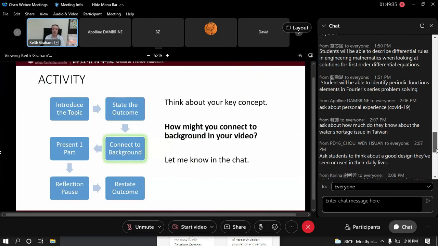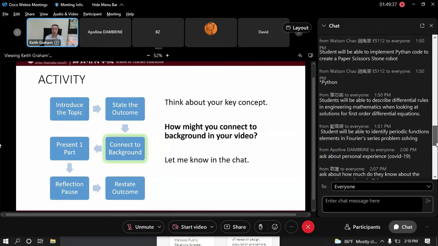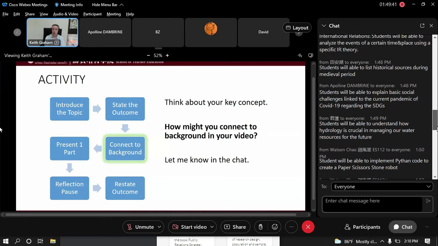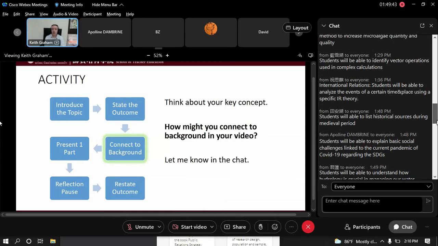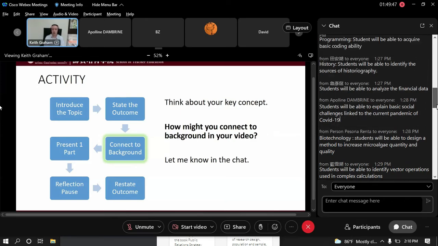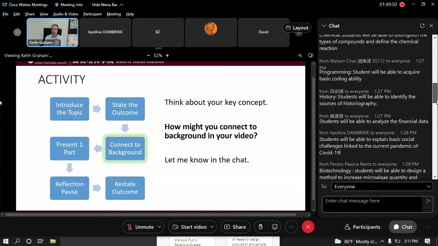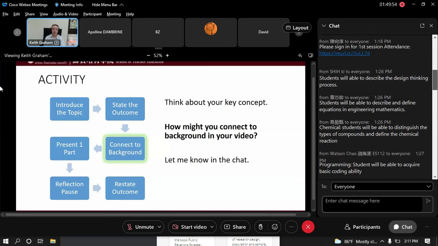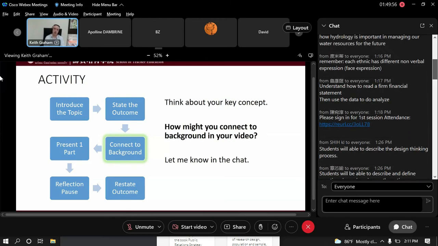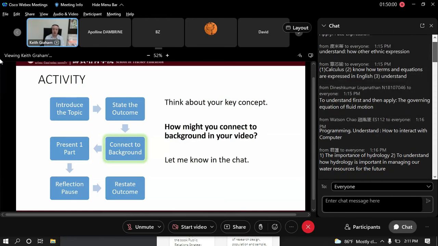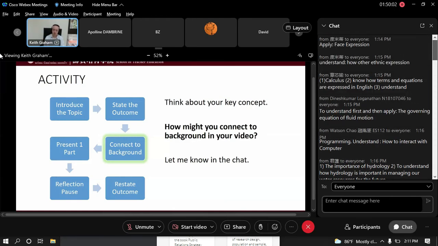Same thing in class. I think if you are doing English Corner with someone and you have a specific goal, always start by getting them to connect to background. Or if you're doing a tutoring session for your subject, always get them to connect to their background. That can really help the students better understand the things that you're going to be teaching.